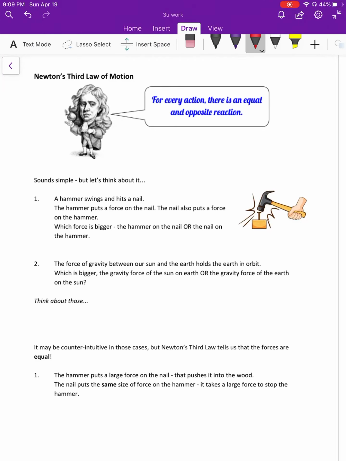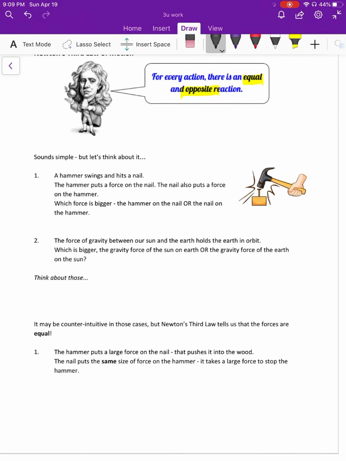Newton's third law is kind of simple, kind of complicated in the same way, and really, really cool. Basically, what it comes down to is it's always equal and always opposite. So if you haven't read through the sheet, read through it first. I'm going to talk you through it kind of quickly. Bottom line though is equal and opposite.